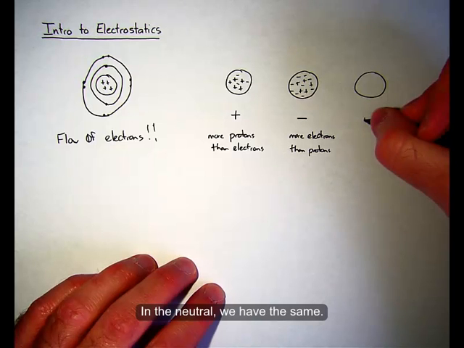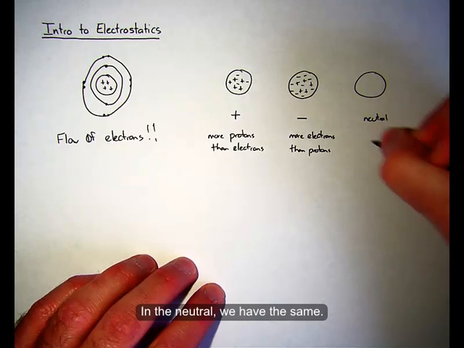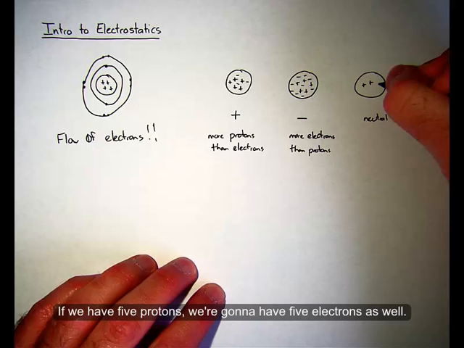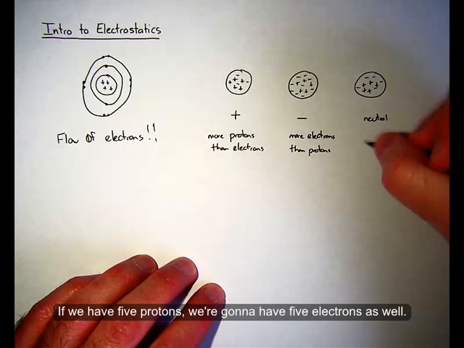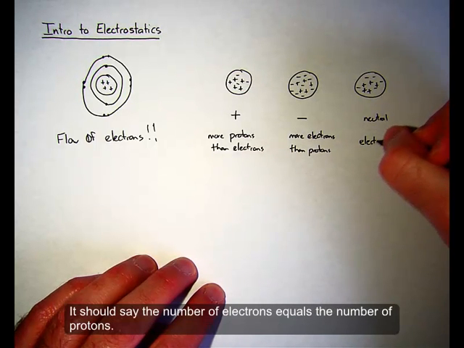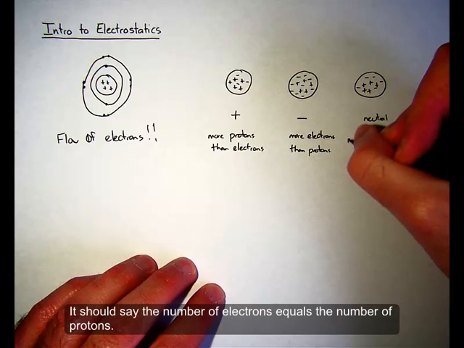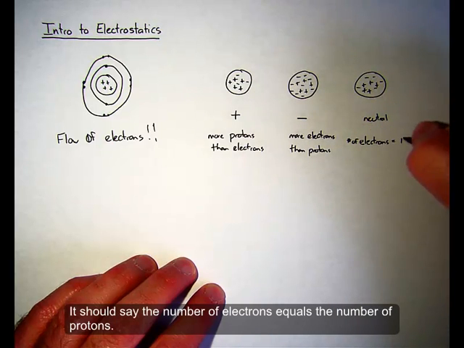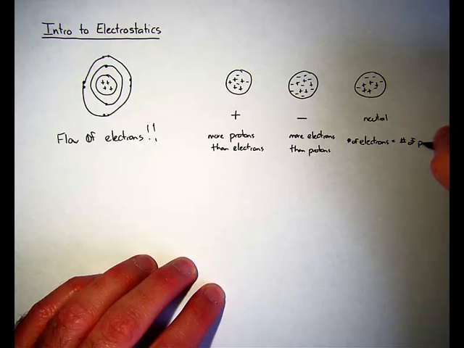Then neutral, we have the same. So if we had, let's say, 5 protons, we're going to have 5 electrons as well. I should say the number of electrons equals the number of protons.